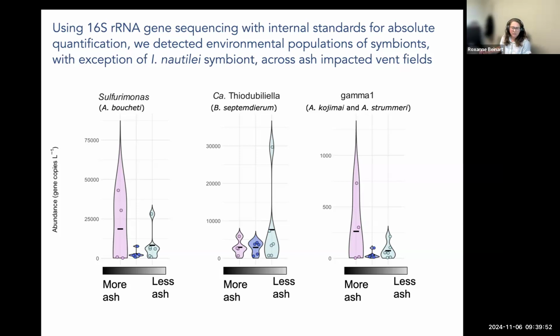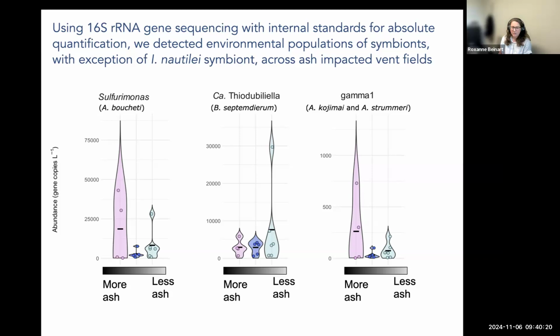This is a summarization of the data that includes both the samples we took right near the vents and the animals or the dead animals, as well as away from the vents. You see that there can be a big variation in the abundance, but in general, we are finding them, and sometimes even at very high abundances in the vent fields where there's more ash present. So they do still appear to be in the environment, even though the animal populations have been decimated.